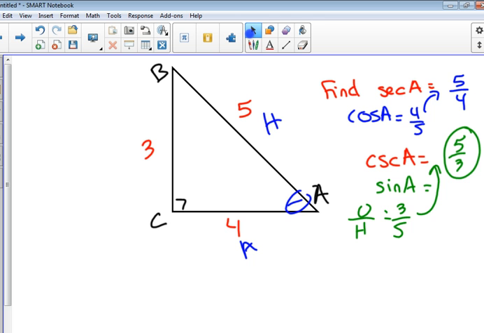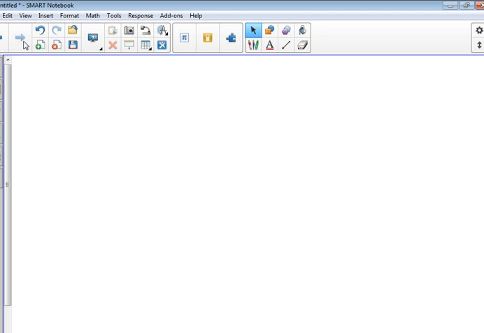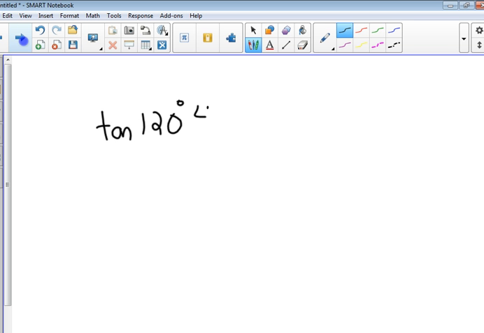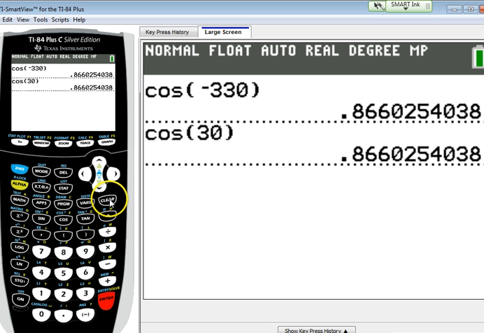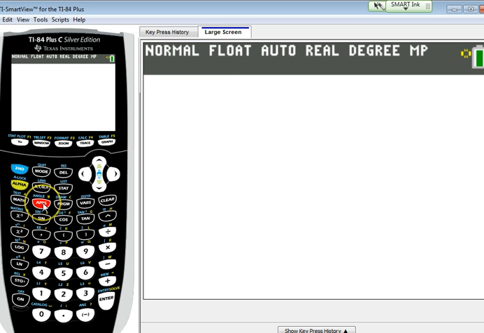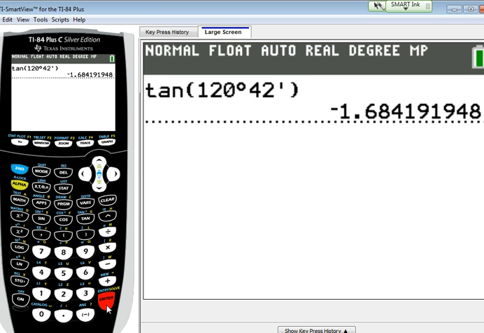Alright, so we're going to do another quadrant problem. I gave you the tangent of 120 degrees and 42 minutes to the nearest 10,000. So type it right in. What did I say, 10,000? So 4 decimal spots: 10, 100, 10,000. Negative 1.6842. Good job.